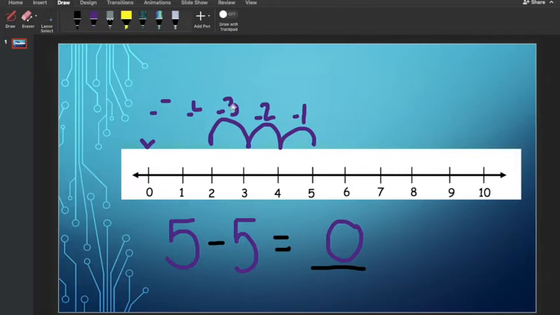Let's see if I can get this. There we go. That's more like it.